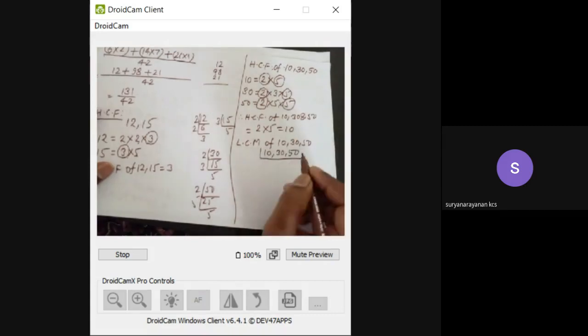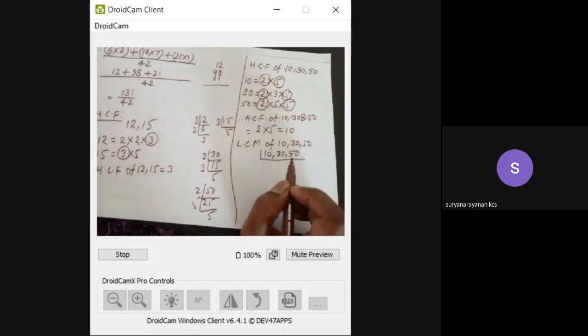See this screen, my dear children. Again, I am explaining how to find the LCM of 3 numbers, or 4 numbers, or more. We follow the same procedure. There is nothing different. First, we have to choose prime numbers only. Because 10, 30, 50 are there, don't go to the 10 table directly. Please remember this point, my children.